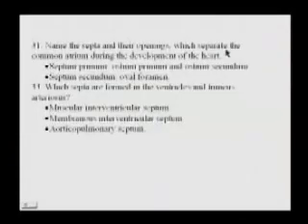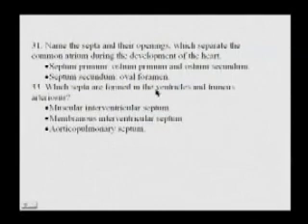So name the septa and their openings, which separate the common atrium during the development of the heart. So the first, the primary septum, or the septum primum, has the ostium primum, and it also forms the ostium secundum. The septum secundum, or the secondary septum, forms the oval foramen, or the foramen ovale.